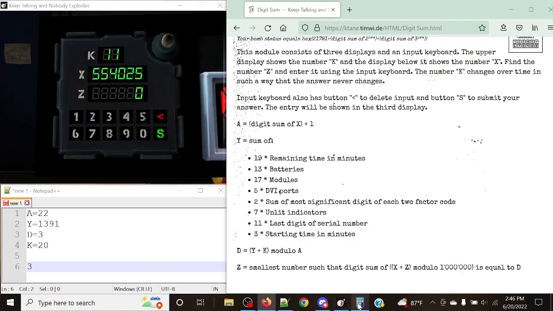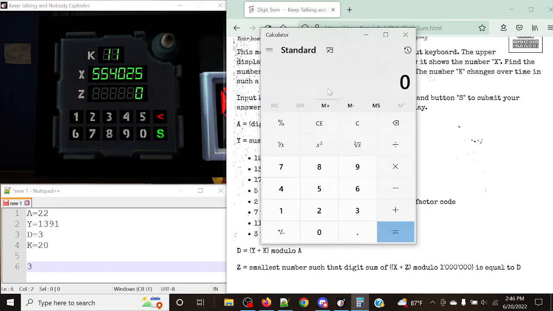So now we need to figure out how to get to 3. What we're going to want to do is get 1,000,003. Let's do 1,000,003. And now we're going to want to subtract the X-ray from this value. So we're going to do minus 554,025, and this is going to give us a total of 445,978.